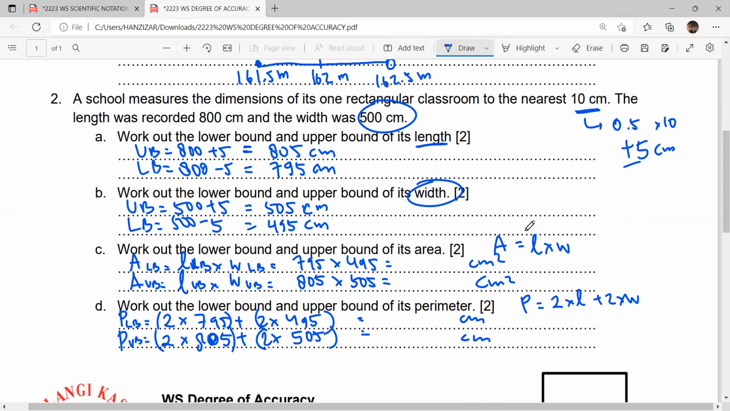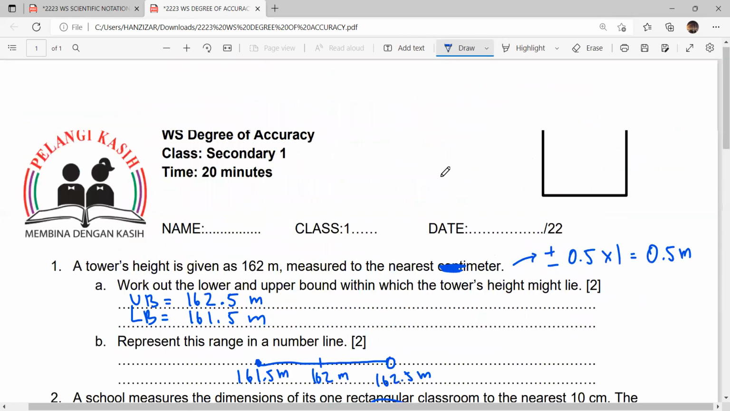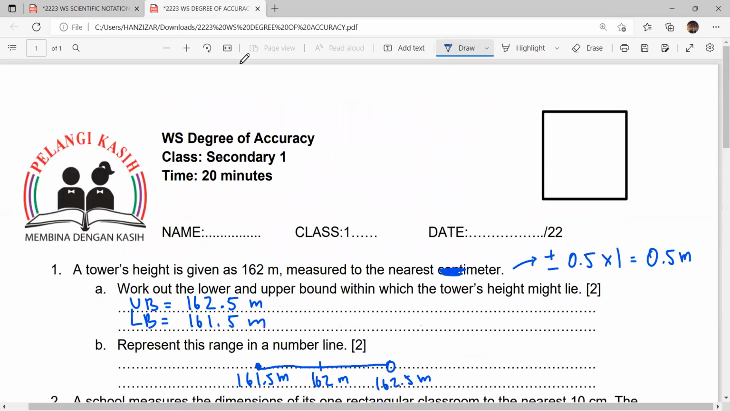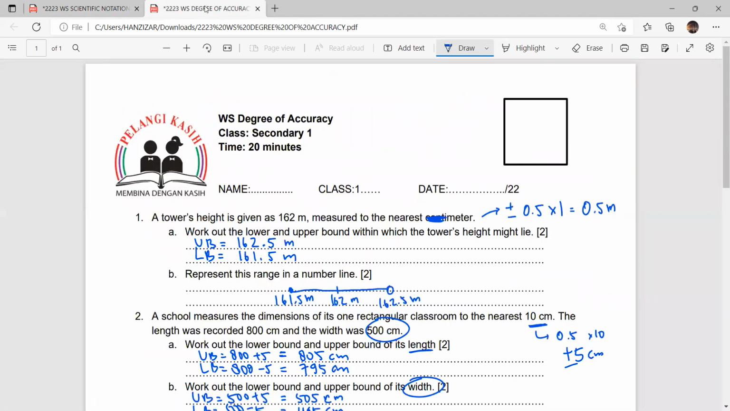That's all for my explanation about the degree of accuracy and also the scientific notation. I am so sorry if the order is switched. It has to be the degree of accuracy for the first explanation, but it's still okay. You know how to do it, right?